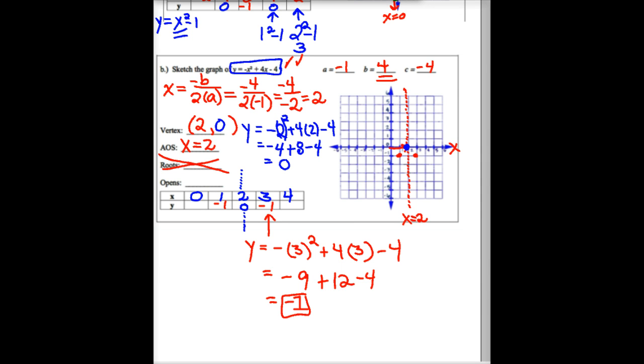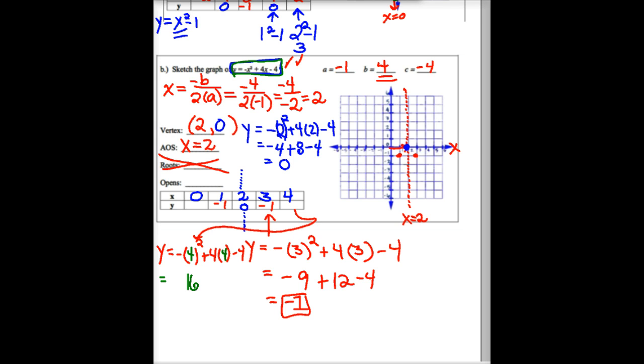Now I'm going to go put a 4 in. Let's go over here. And I'm going to have y is equal to negative x squared plus 4 times x minus 4. But now in that placeholder, I'm putting in a 4. And if you're wondering where that equation is coming from, it's right here. It tells you what the y's are. So I'm just removing that x and putting in a set of parentheses.